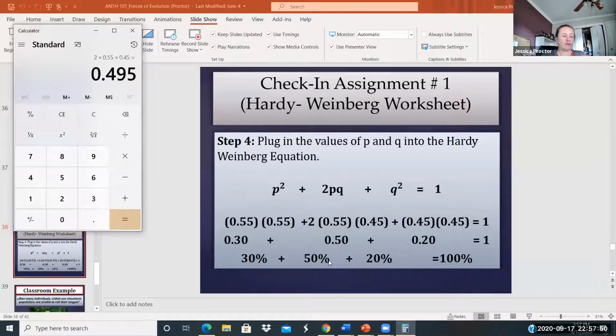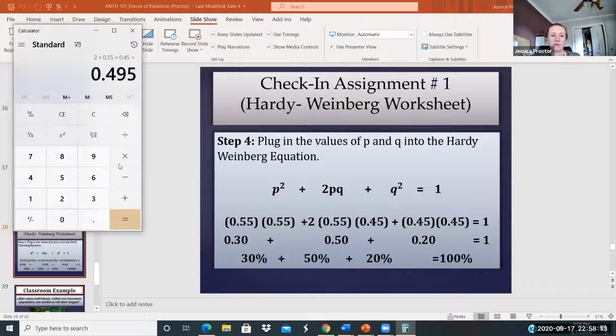So we know we move our decimal 2 places. We know that 50% of our population is heterozygous at the locus that codes for earlobe form. So we've got 30% homozygous dominant, 50% heterozygous, and then the last portion of the population is our homozygous recessives.